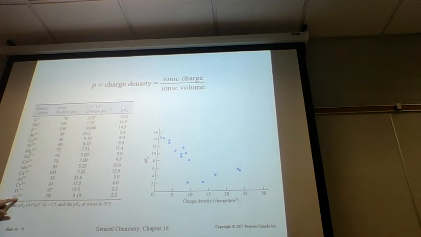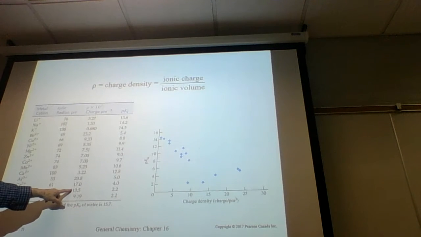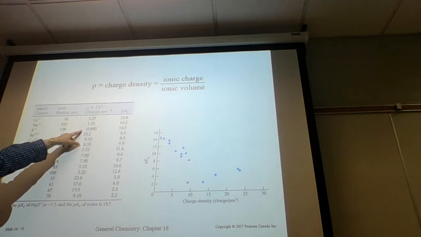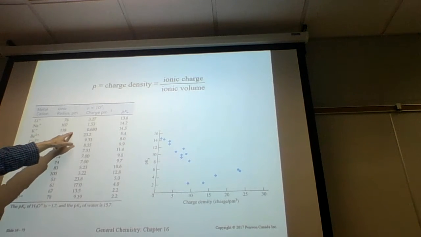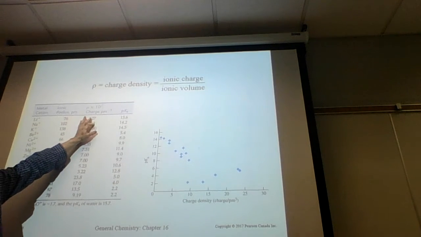It has to do with the charge to size ratio. If you look at the charge to size ratio, it's 0.19, which is fairly high, versus these, like potassium ions, very low, sodium, very low charge to size ratio. And so these aren't very acidic.